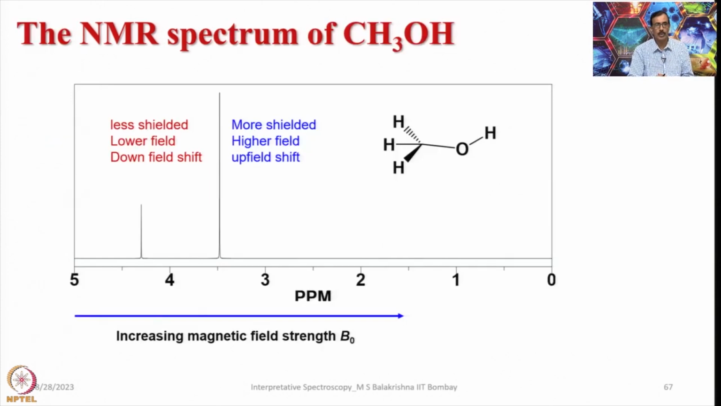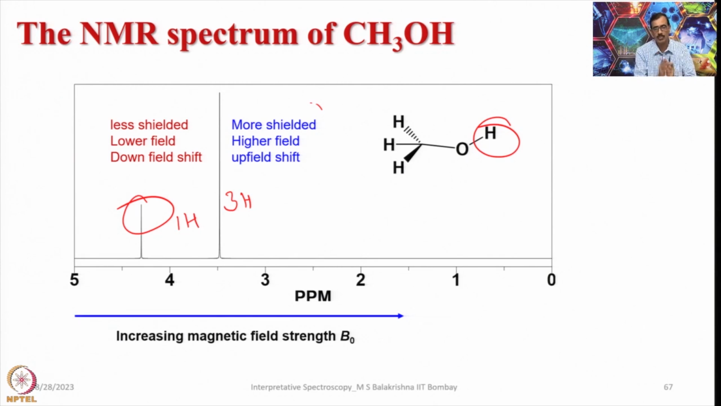Now let's look into the NMR spectrum of methanol. Methanol has 2 types of protons: CH3 protons and the OH proton. As I said, the OH proton is less shielded and appears here, whereas the methyl protons are more shielded and appear here. If you look at the intensity, this corresponds to 3 hydrogens and this corresponds to 1 hydrogen. If I take 1, 2, 3, you can tell very easily. And this is the increasing field strength where they appear.